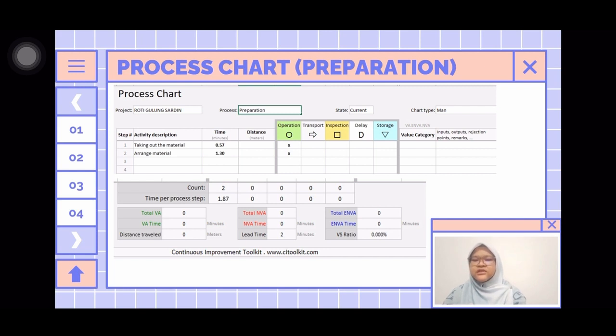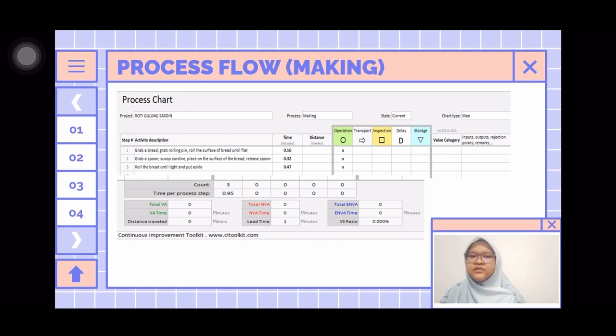For taking out the material, we take 0.57 seconds, while arranging the material, we take 1 minute and 30 seconds. The total time per process step is 1 minute and 87 seconds. Second is the time for making a roti gulung sardine.